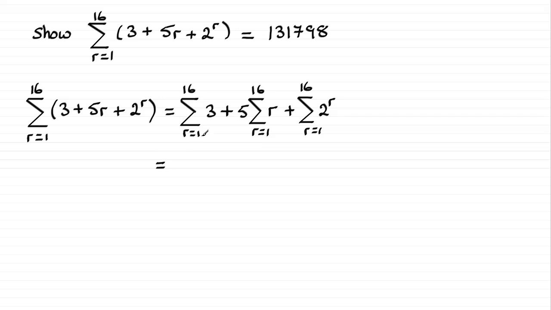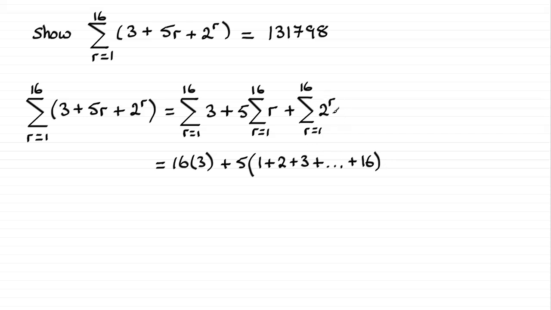So what have we got here? Well, with the first term, I've got 3 repeatedly added 16 times, 16 lots of 3. When it comes to this next term, if I break this out, we've got 5 times all of, and r goes from 1 to 16. So when r is 1, we've got 1. When r is 2, we add 2. When r is 3, we add 3, and so on, all the way up to the last term where we add 16.